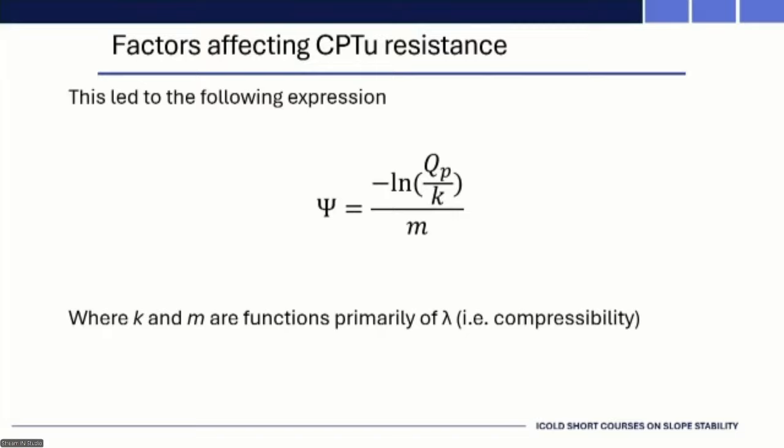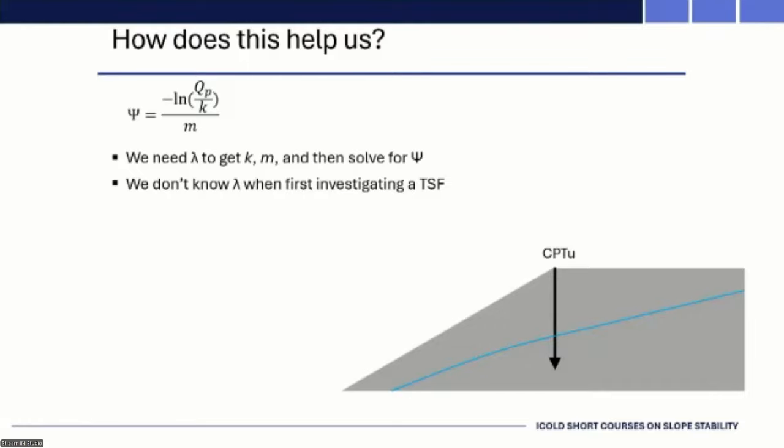And that's, I guess, where Howard Plews came to that idea of trying to find a way to estimate lambda from in situ tests, because you can't measure it directly. Remember, it's related to friction ratio. But to try and use this, we need to get lambda in order to get K and M, in order to get state parameters. So lots of steps involved.